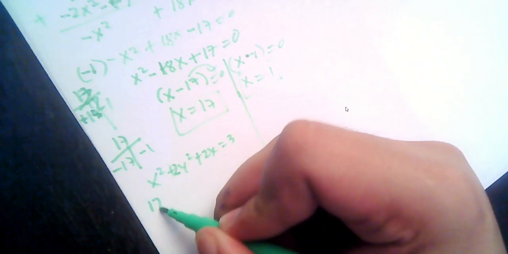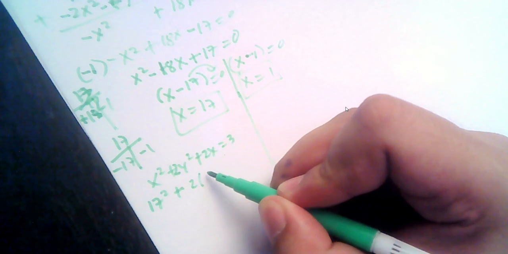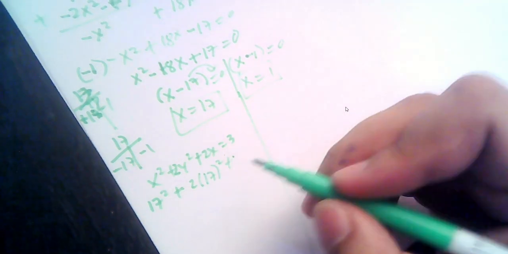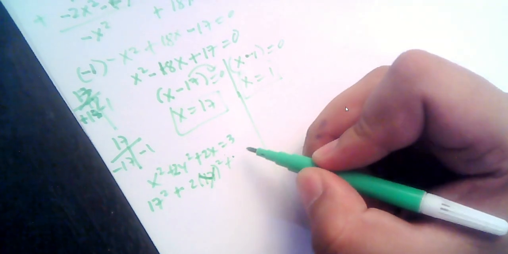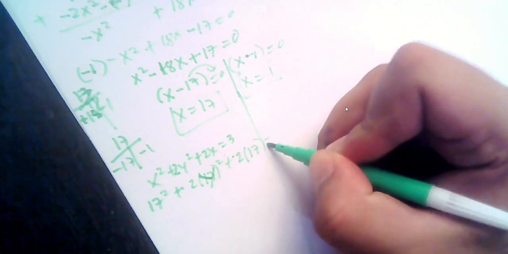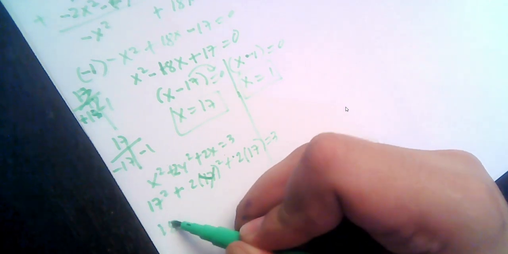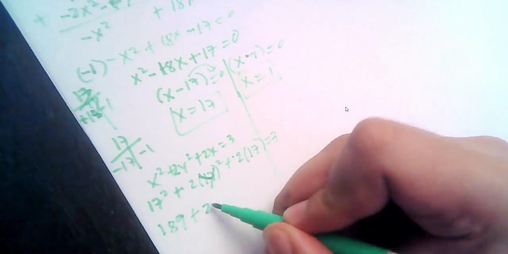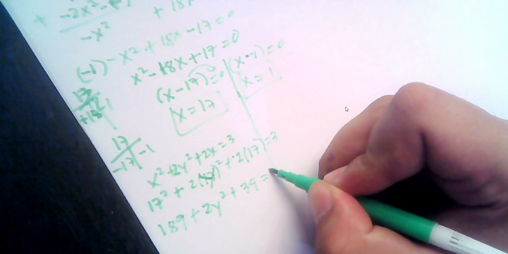X is 17 squared plus 2y squared. No, this is 2y squared. I'm sorry, 2x, that is 17 equals 3. Okay, so you have 17 times 7, that is probably 189. Yeah, that's 189. Plus 2y squared plus 2 times 17, that is 34, is equal to 3.